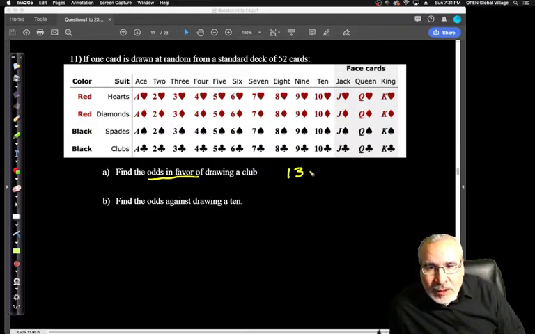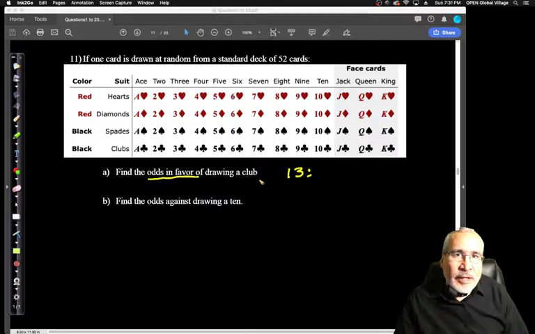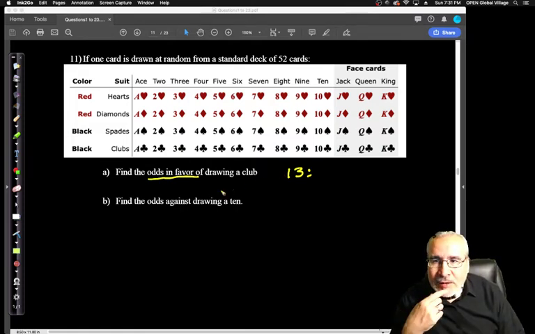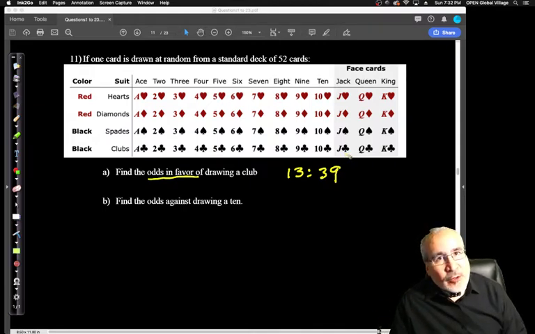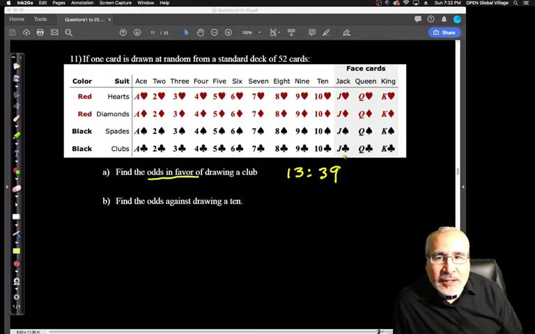And when we do odds, it's best to use the colon. I like that, so we don't get mixed up with fractions and probabilities. Odds in favor, so there are 13 clubs. How many non-clubs are there? Well, you could count them. There's 13 here, plus 13, that's 26. And then the hearts give another 13. 26 plus 13 is 39. So notice there is not a total here, but if you add the two together, you get the total. So it's kind of there, but it's different.